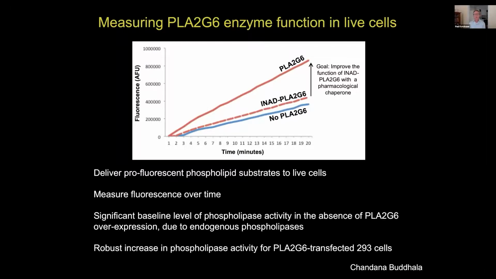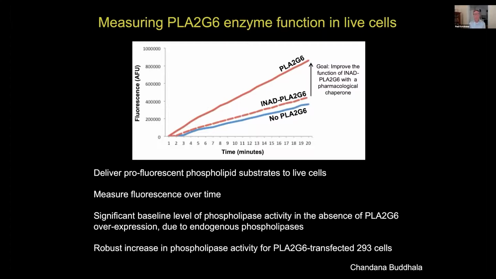And that includes studies not only with purified protein in a test tube, but also in live cells. And so we also used the same kind of approach to develop an assay where we can measure the activity of the enzyme in live cells. It's complicated in part by the fact that there are a lot of other phospholipases in live cells, and so we have a fair amount of background activity.